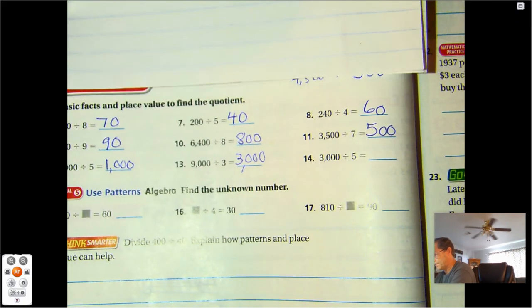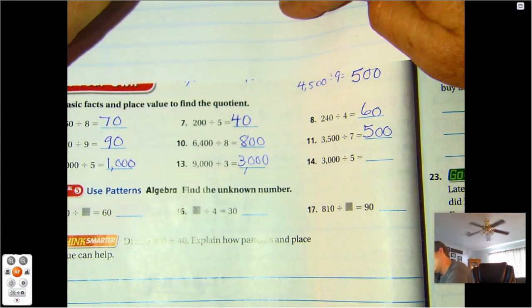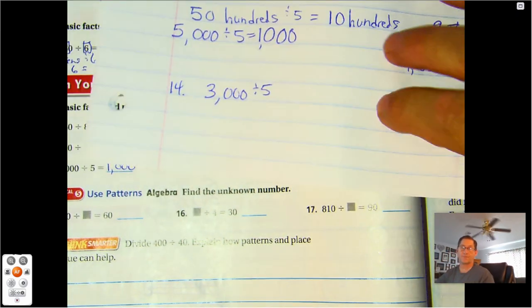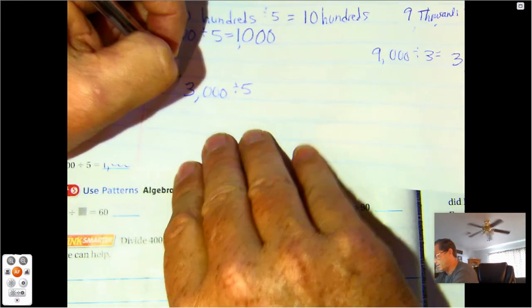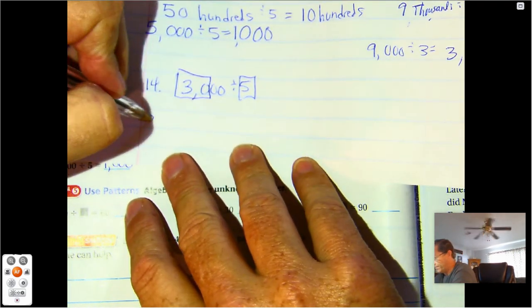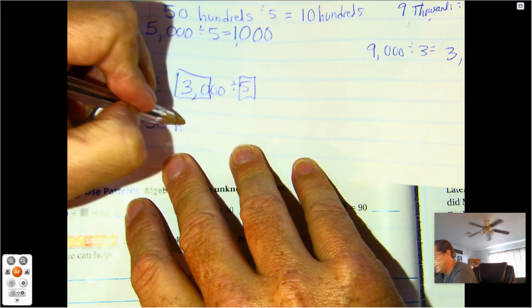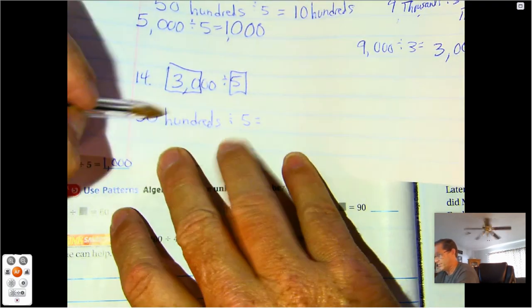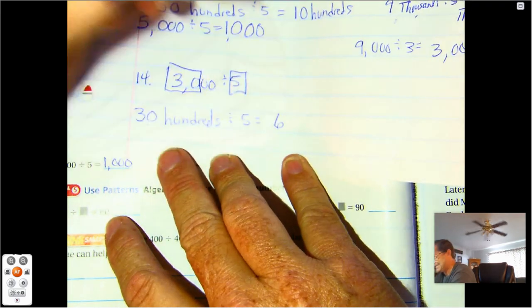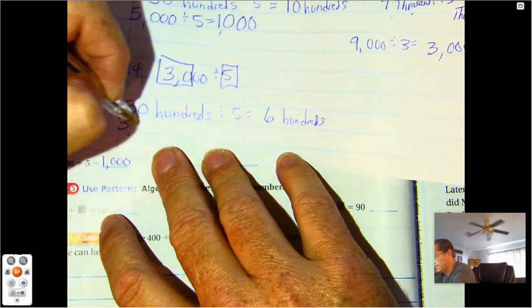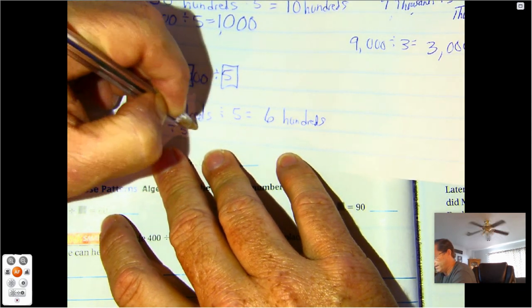And 14. 3,000 divided by 5. Our basic math fact this time is 30 divided by 5. So I'm going to have 30 hundreds divided by 5. 30 divided by 5 is 6. So 6 hundreds gives me 3,000 divided by 5 equals 600.